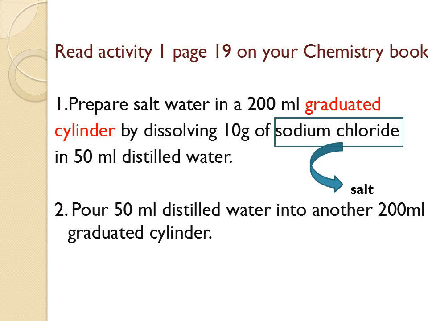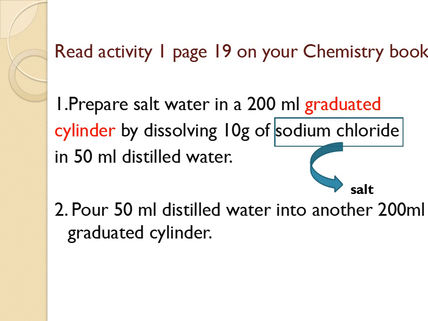Now please, I want you to bring your books and read with me activity number 1, page 19 in your chemistry book. We have materials and procedure. What is the meaning of materials? Materials means what they use from the laboratory glassware in doing this experiment. And the procedure is the steps they did while making this experiment.